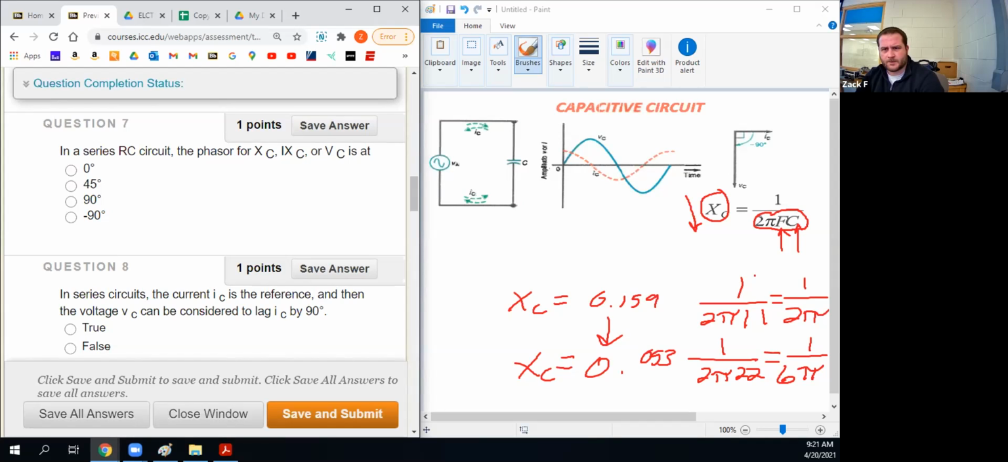Is that X supposed to be there? Is that a typo? In a series RC circuit, the phasor for X sub C, I X sub C. What capacitive voltage is at. I'm not sure what that means. You guys understand that question?